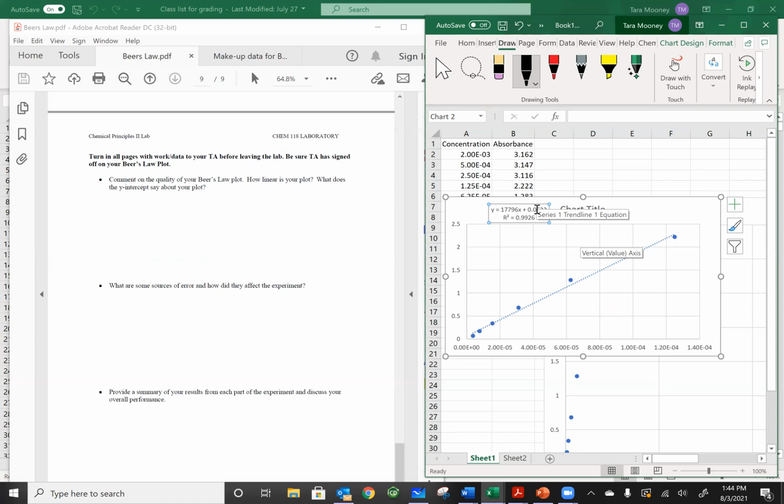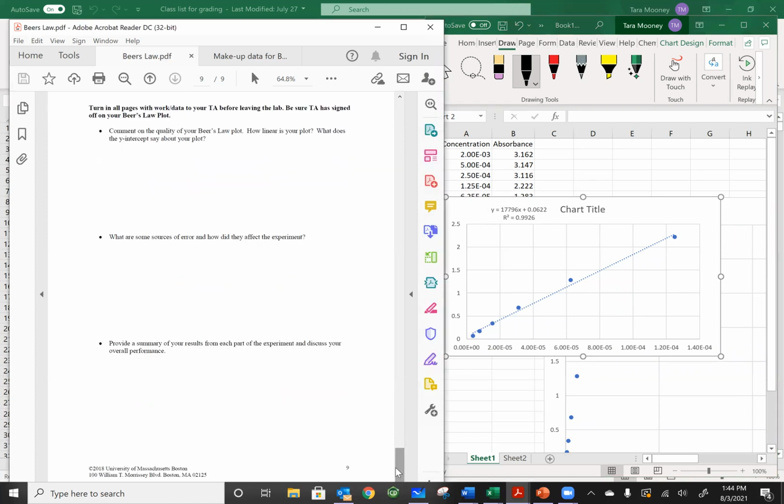In Beer's Law, we don't have a plus B, right? So the intercept should be 0. So think about that as well. Our y-intercept is a little bit off of 0, so talk about that as well.